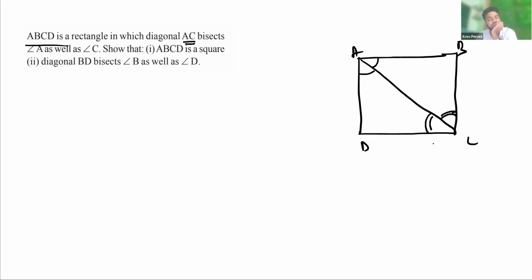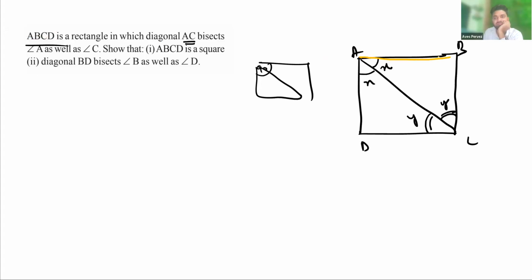Got it? Yes, sir. Since this vertex angle is 90 degrees and it is being bisected, this will be 45 and this will be 45. Or you can say that if it is X, then this will also be X, and if it is Y, this will also be Y. Now this angle is forming a Z because these two sides are parallel to each other. So this angle will be equal to this angle, alternate interior angles, forming a Z. So if X is equal to Y, this is also equal to X. All of them will be equal.